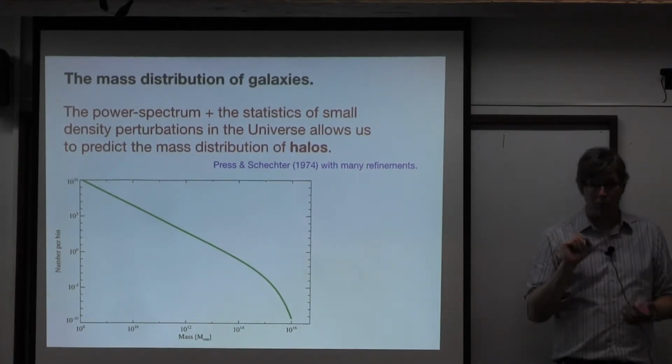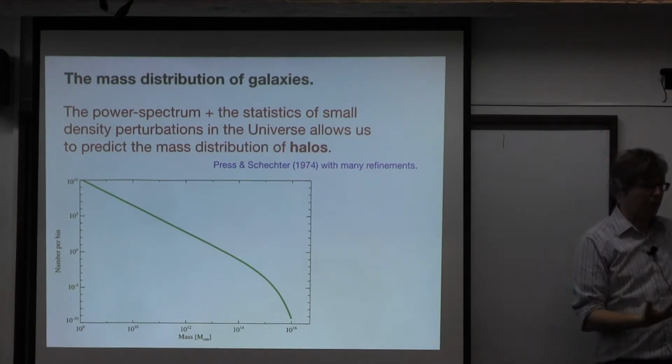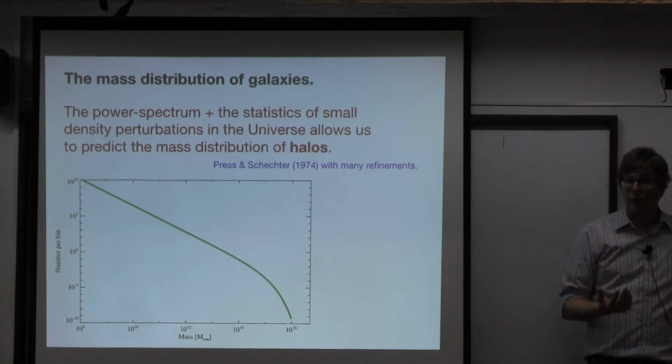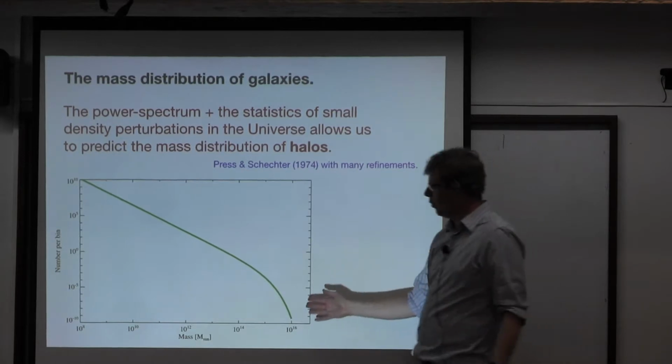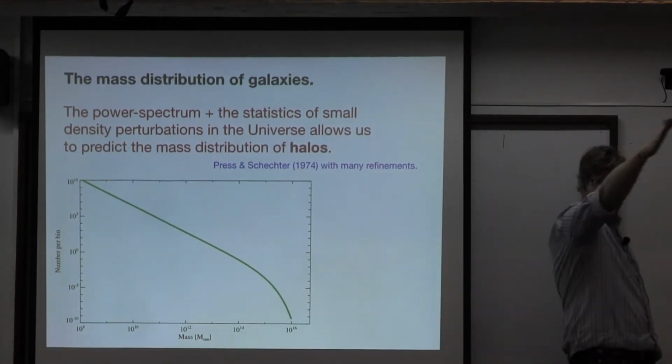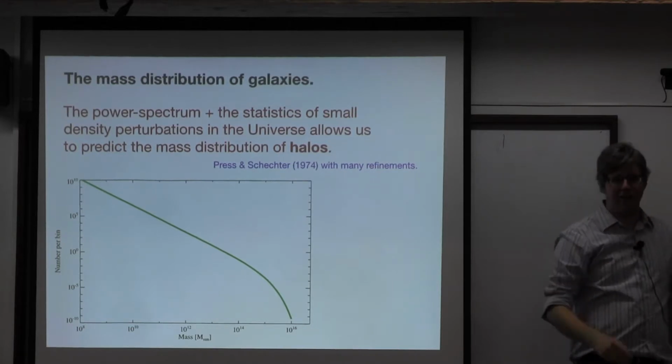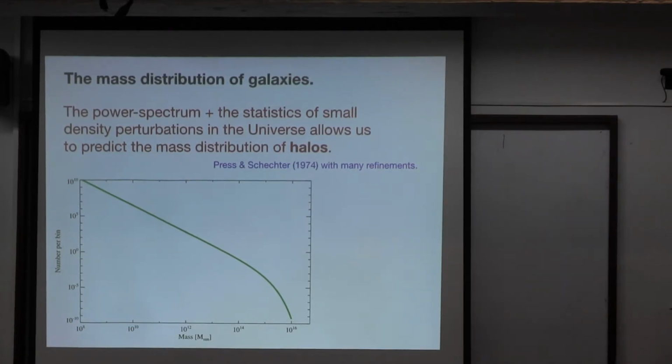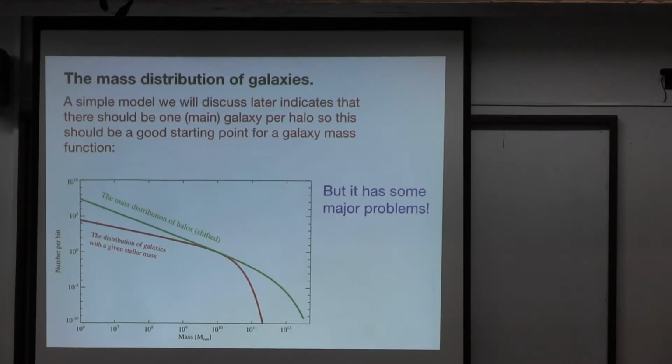It's quite remarkable that just a very simple argument based on statistics can give you this functional form. And so you think, oh, that looks kind of right. There's a power law. It kind of goes down there. Looks about okay. Until you compare it against what the galaxies look like.